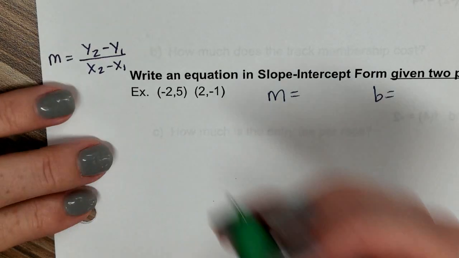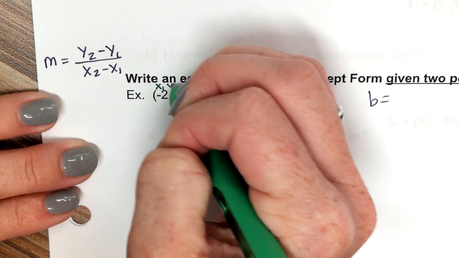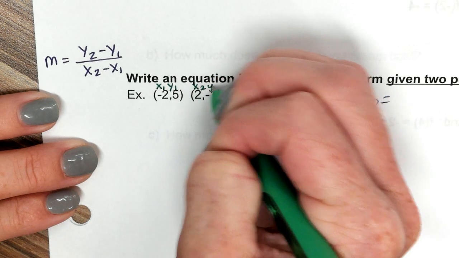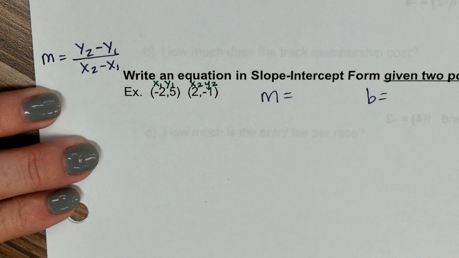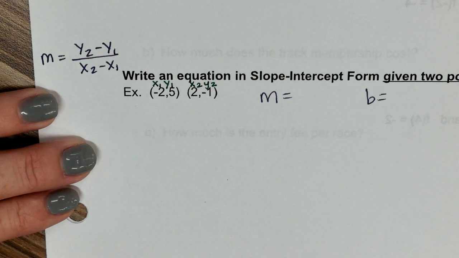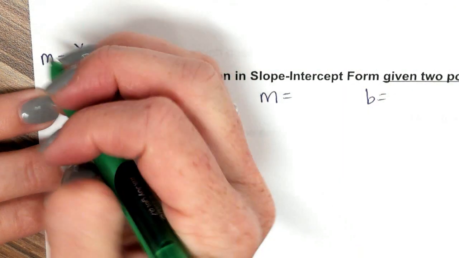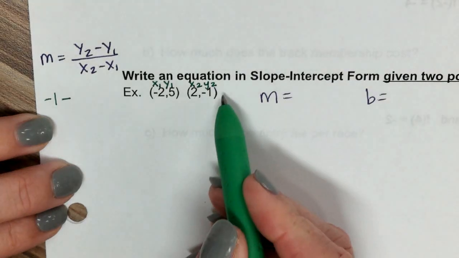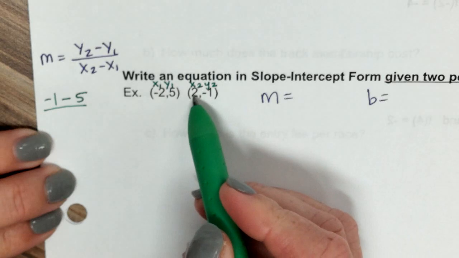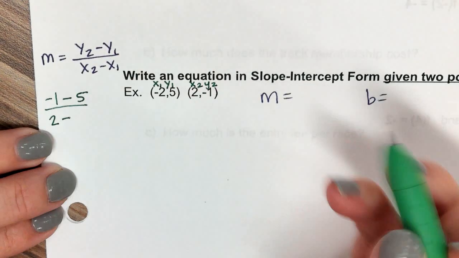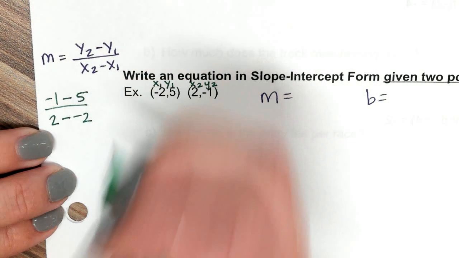Okay, and then I'm going to go label. This is going to be x1, y1, x2, y2. Okay, so I'm going to do y2, so negative 1, minus y1, which is 5, over x2, which is 2, minus x1, which is negative 2.